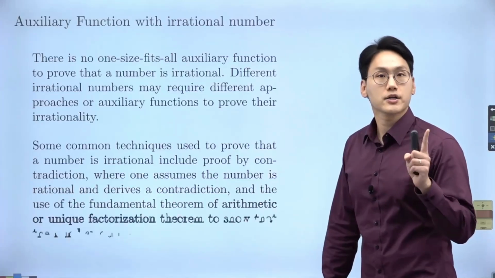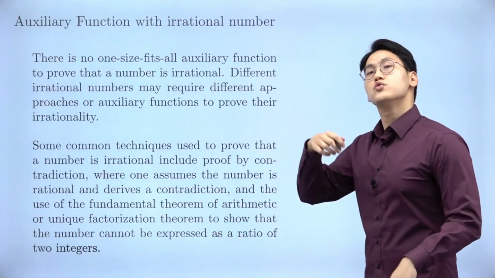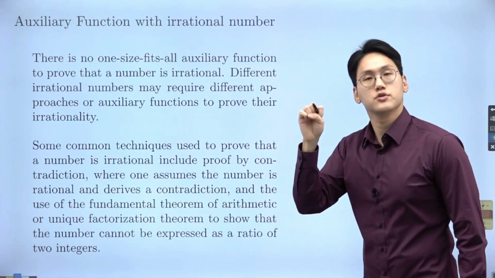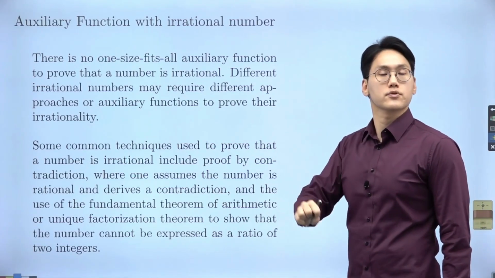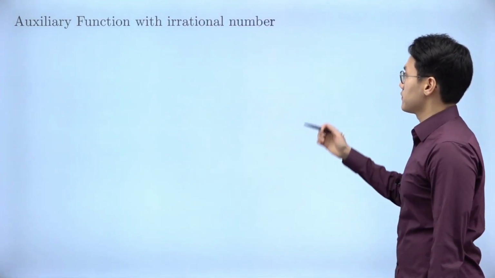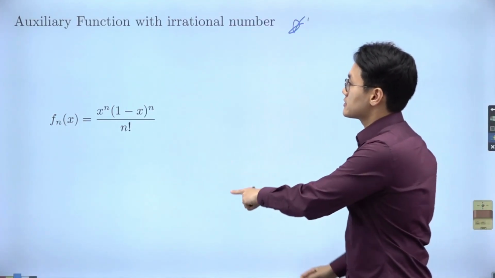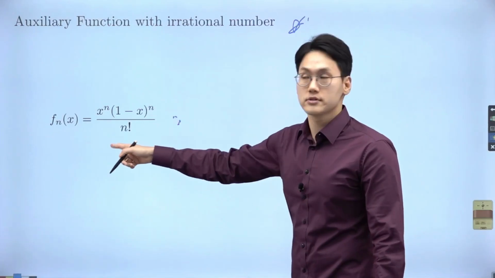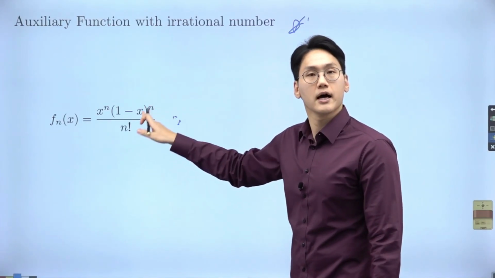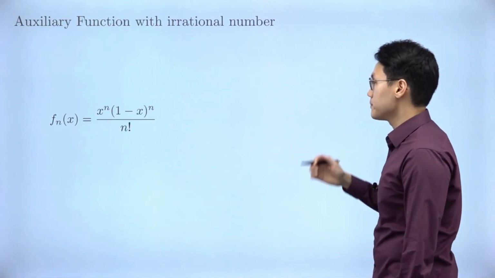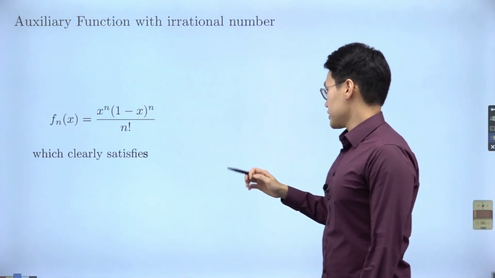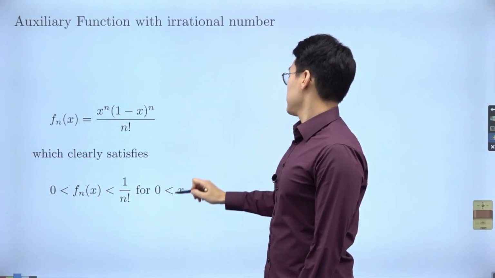And for proving the irrationality of e, you will use something that is similar to what you have seen in paper 3, 2021. Let's have a look. If we look at the auxiliary function for the irrational number, this is the function that we will use, right? As you can see, it's exactly the same other than the division by n factorial. So for this one, the domain is going to be between 0 and 1.